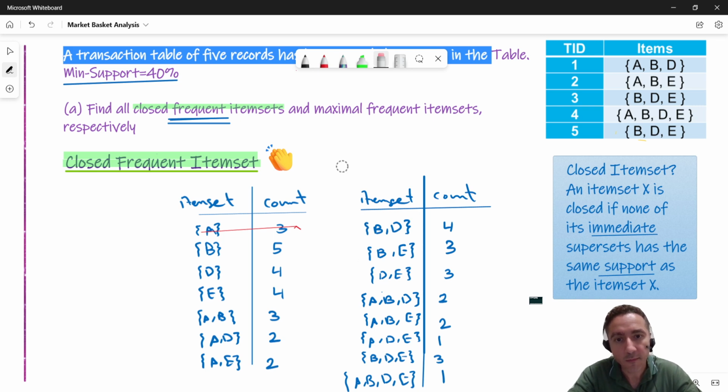So let's keep going. Now we inspect D. The immediate supersets for D would be this one and this one. Do any of these hold the same support count? Yes. We have one case here, 4 with this 4. That means this is out. Okay, now we're done with this.